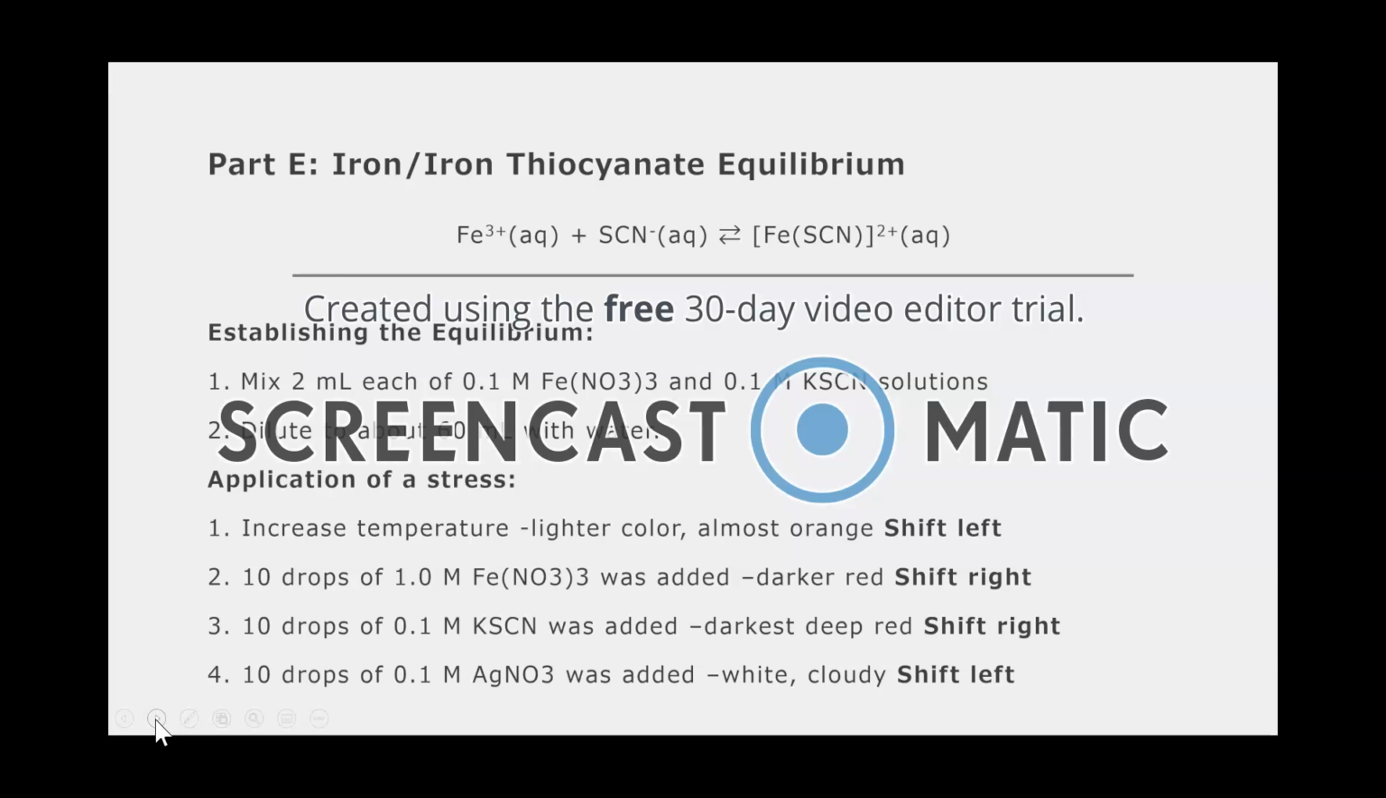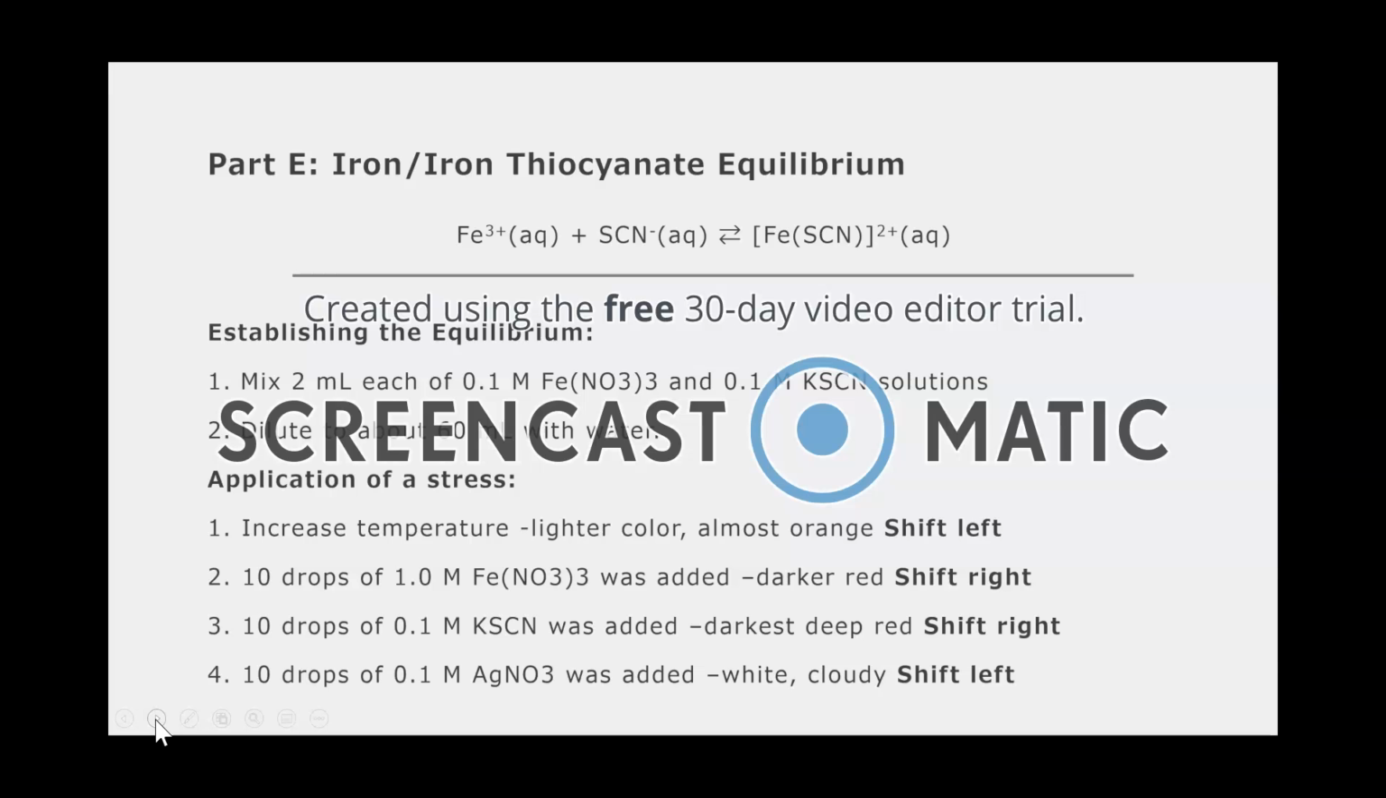Then the solutions were mixed together to form a deep dark red, which was then diluted with 60 milliliters of water to be able to see a change in color for the applications of stressors. There were 4 applications of stress, and the first one was an increase in temperature. This caused a lighter color to form, almost an orange color, and there was a shift left because there was a shift in the cold endothermic direction.